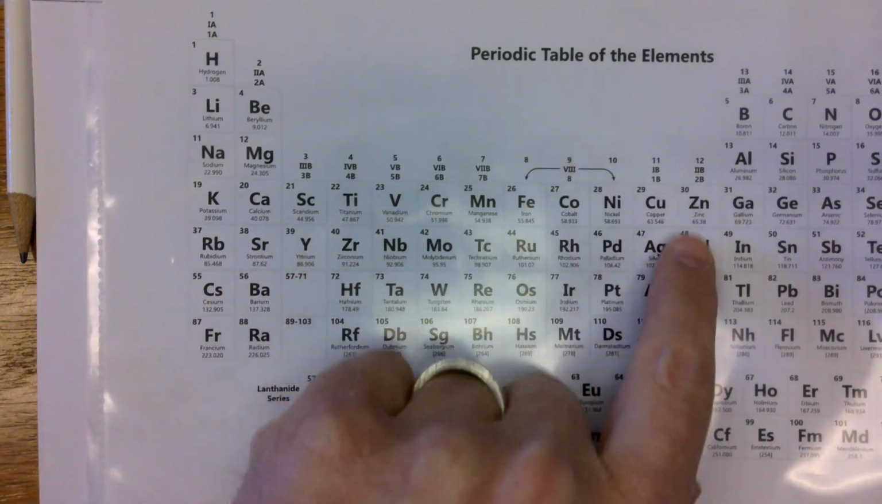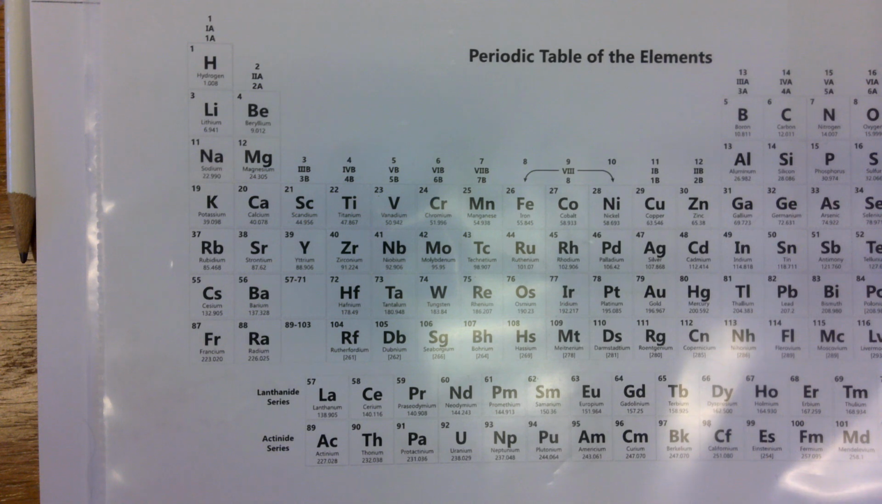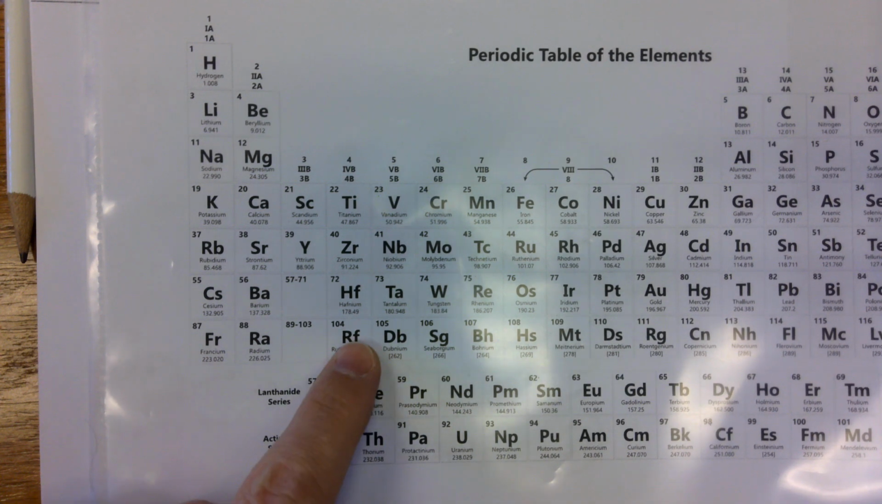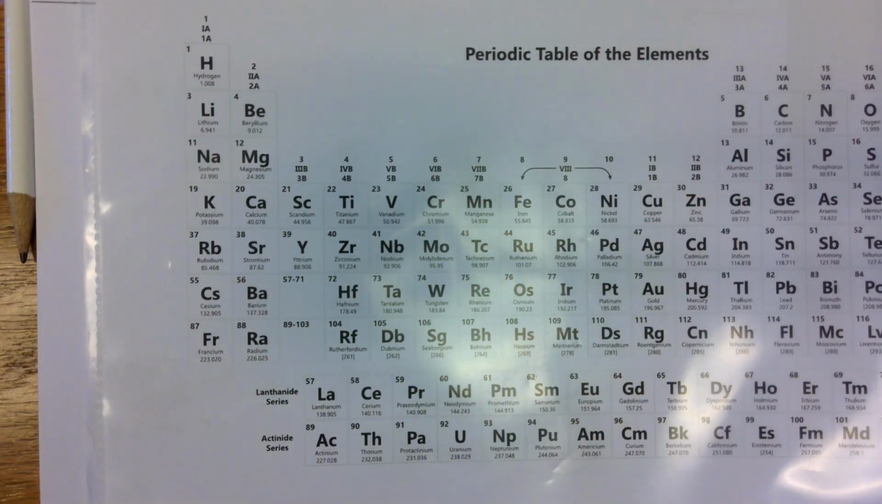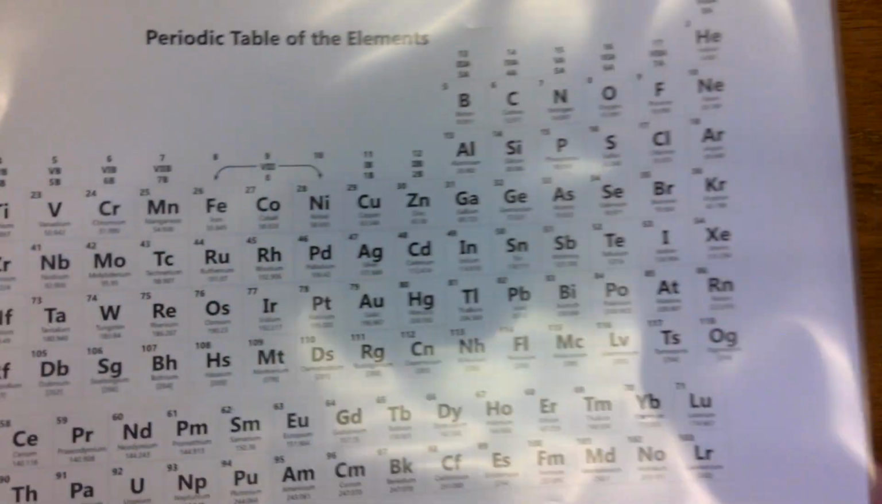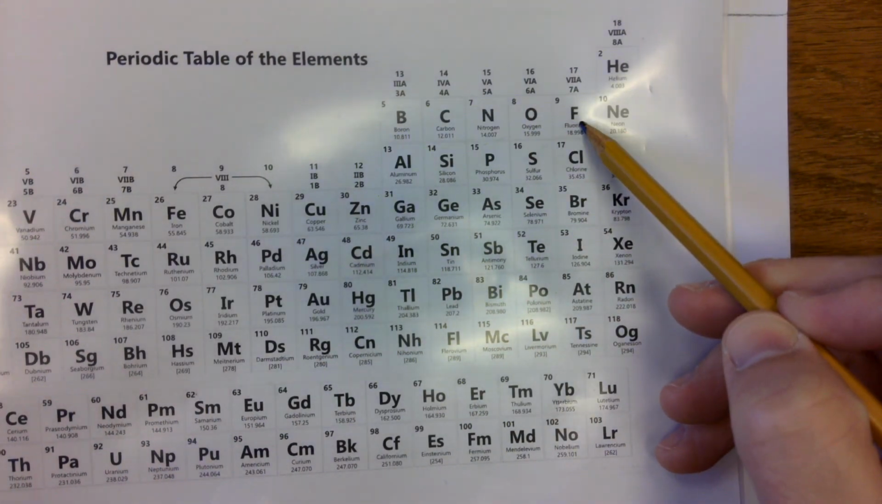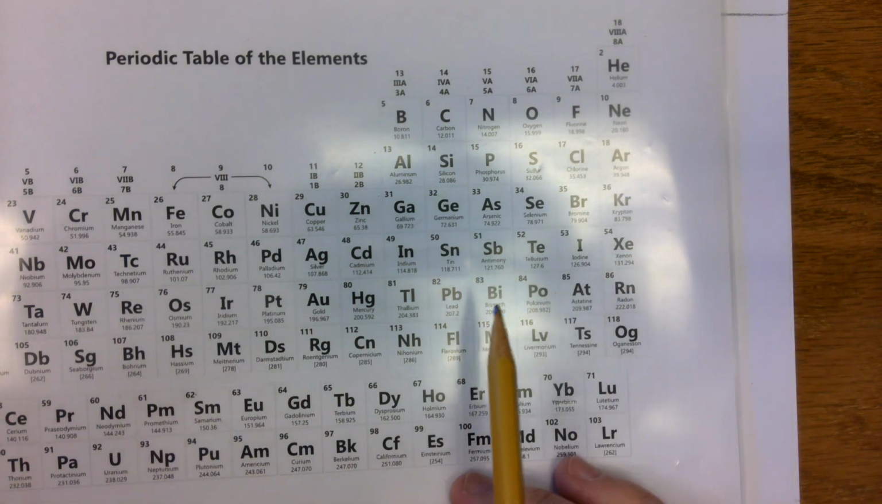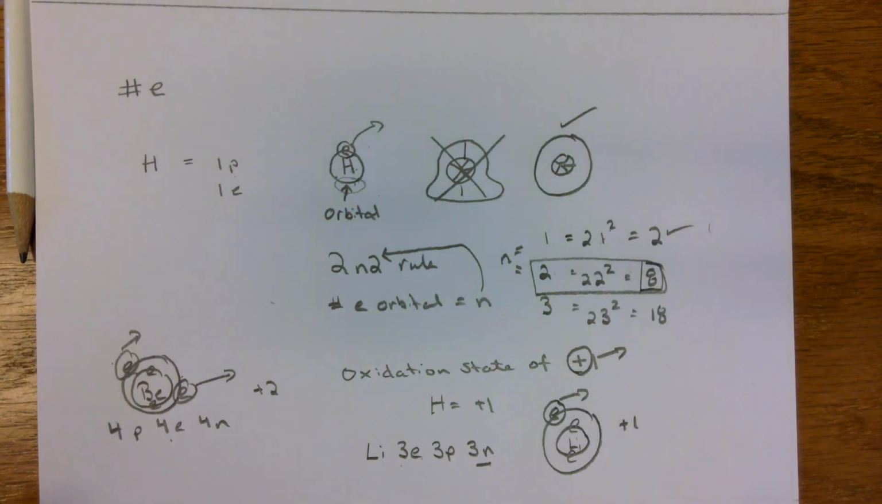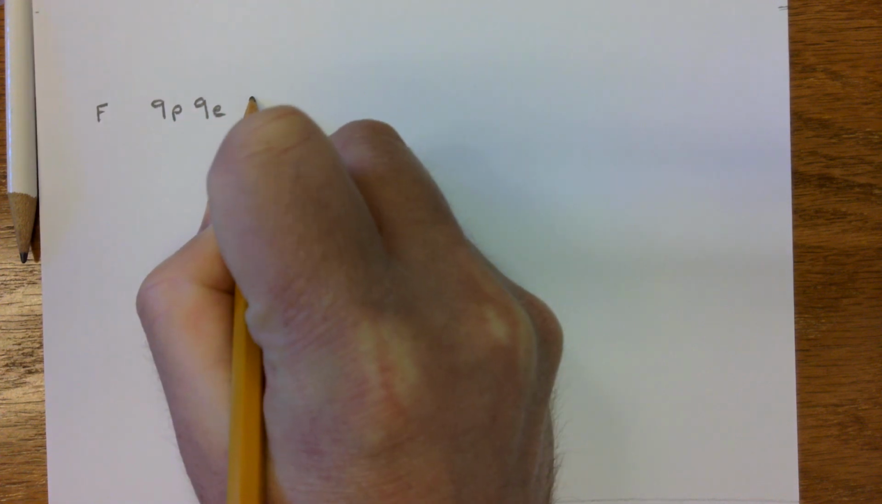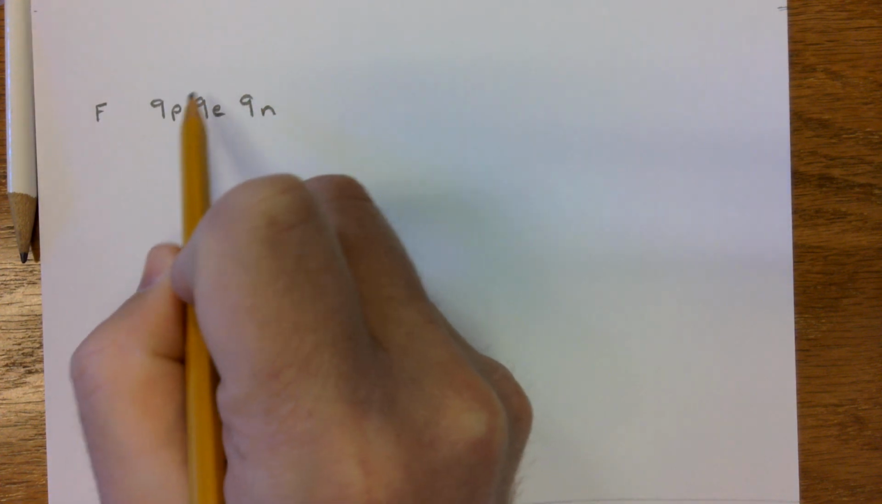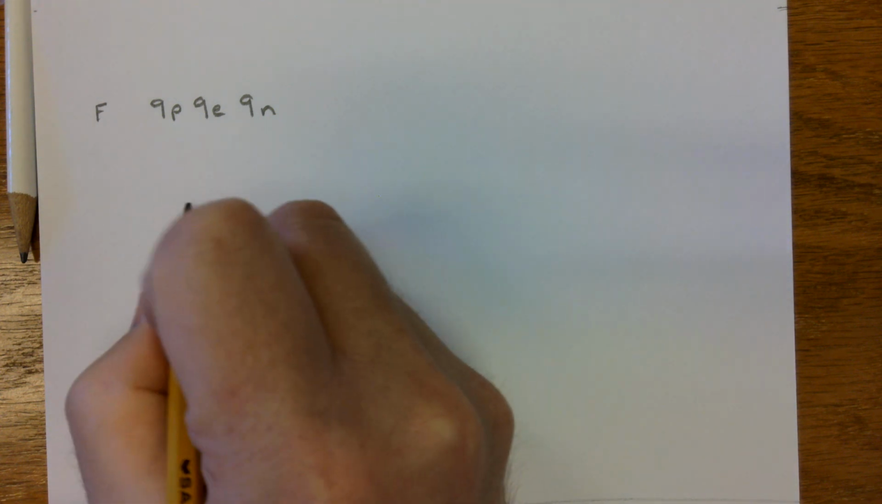We can ignore these here in the middle. There's a reason. That reason is they've got multiple oxidation states, and we need to find out what those are by looking at the others that are reacted with it. Okay, so let's go over here. Let's go to fluorine. Fluorine has got 9 protons, 9 electrons, 9 neutrons. I'm going to change my sheet. Again, we're going to use fluorine. It has 9 protons, 9 electrons, and 9 neutrons. Again, we're focusing on the electrons because of the oxidation state.